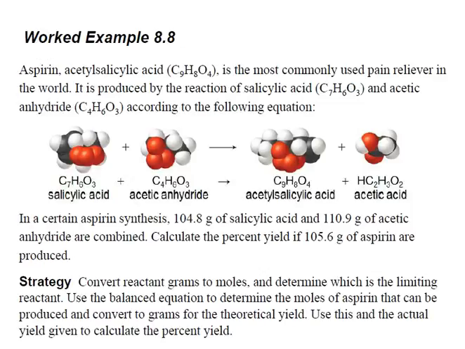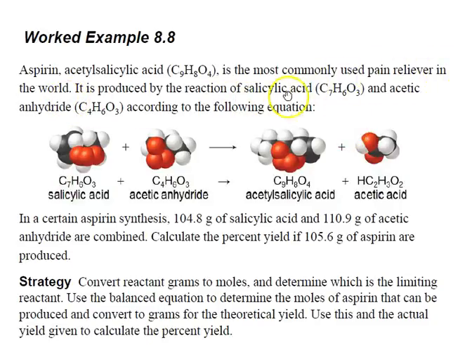Alright, this is example 8.8. This is our last one. Aspirin, acetylsalicylic acid, C9H8O4. And if you take organic chemistry lab with me eventually one day, or even organic chemistry lab anywhere, one of the major labs you'll do is you'll get to make aspirin. And you'll do this exact reaction, so it's pretty cool. This is the most commonly used pain reliever in the world.